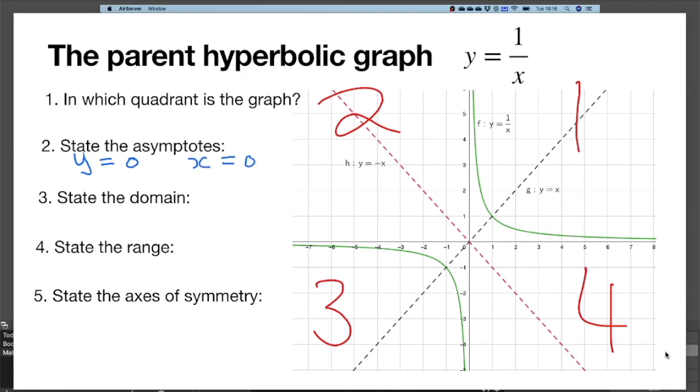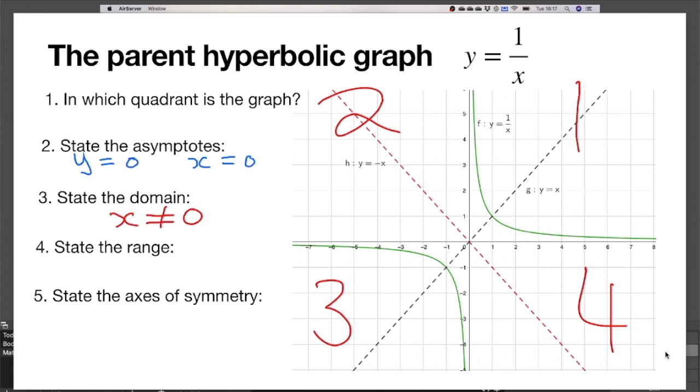The domain, remember, is made up of the values of x that will give us the corresponding values of y. In this particular case, the domain will be every value of x except 0. So x is not equal to 0.